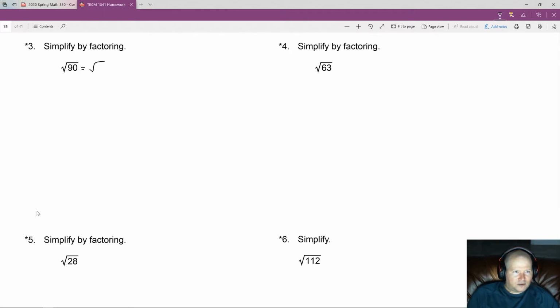So we could factor a 9 out, and that leaves me a 10. Again, 3 times 3 is 9, and 9 is the largest one of those perfect squares that I can factor out of a 90. 90 divided by 9 is 10, so we get this 10 over here. Now I'm going to break it apart into the square root of 9 times the square root of 10. Square root of 9 is 3. You end up with 3 square roots of 10.